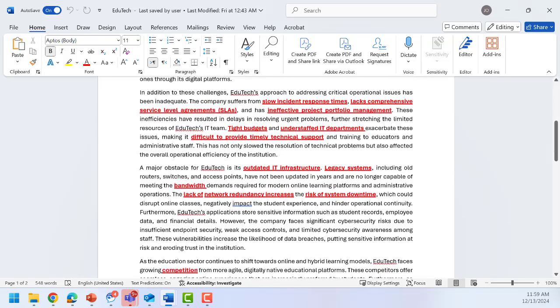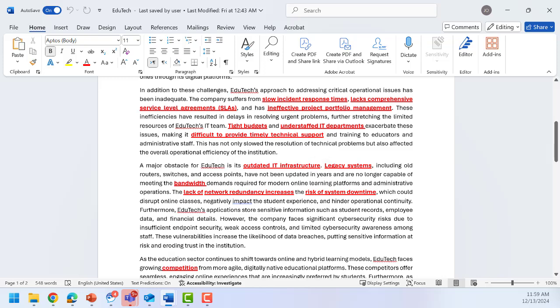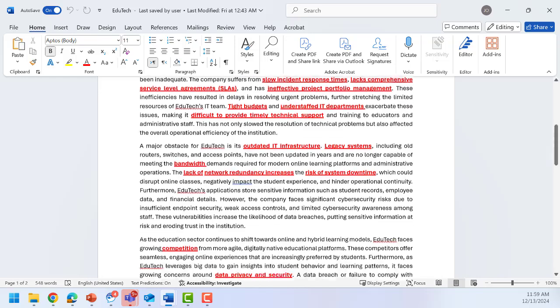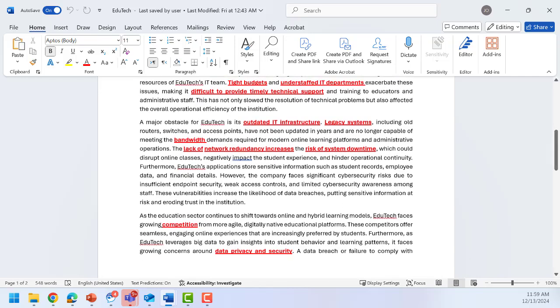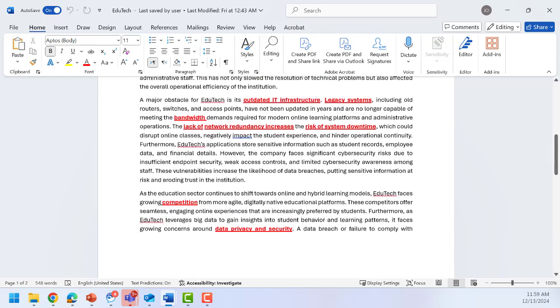So just read through and identify those ones. Legacy systems, weaknesses. Bandwidth, lack of network redundancy, definitely. Then here, competition from more agile, digitally native educational platforms. So that's definitely a threat from outside. Data security is also a concern because of the data being used.